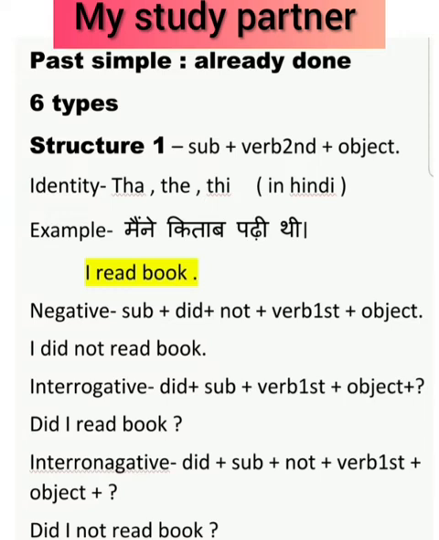Next is interrogative negative. We are talking about interrogative, and along with that we are talking about something negative too. We are asking somebody a question, but we are asking them in a negative sense. So that is the thing. Did plus subject plus not plus verb's first form plus object plus question mark. Did I not read book? I hope you guys got it.